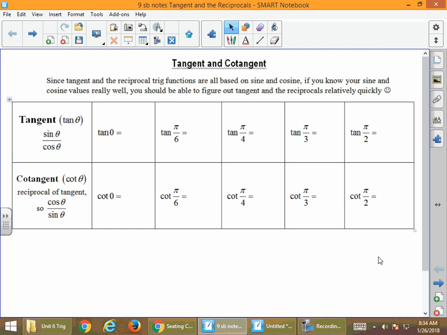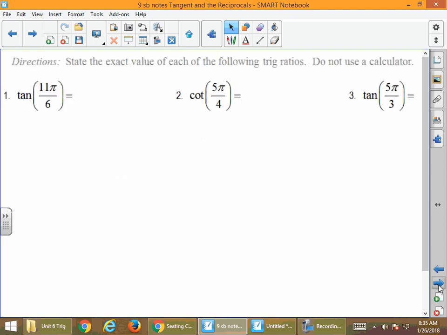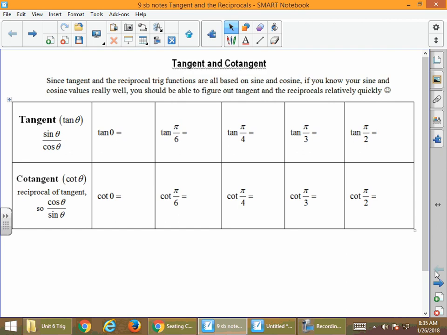And the next thing is down below here, you've got your unit circle, so we can look at this. When we go to tangent of 0, tangent is sine, which is the y value, divided by the cosine, which is the x value. Tangent then is going to be 0 divided by 1. When we fill that in, 0 divided by 1 is simply 0.